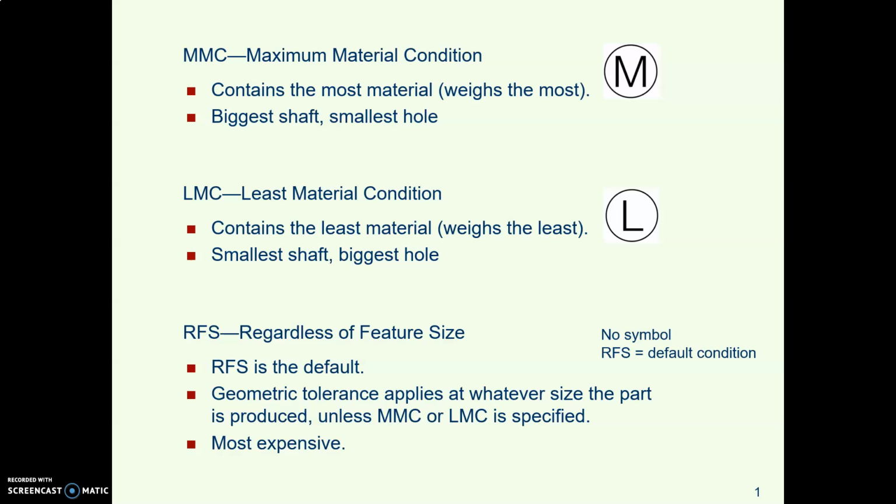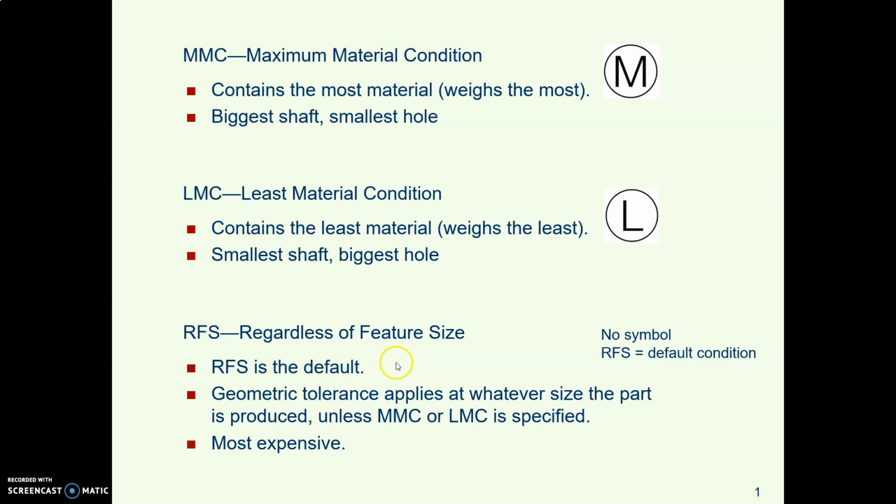There are a couple of other material conditions you occasionally run into. Least material condition is the opposite. It's got the least material, so it would have the smallest shaft or the biggest hole. Those would weigh the least on a scale. And then, regardless of feature size, that is the default.